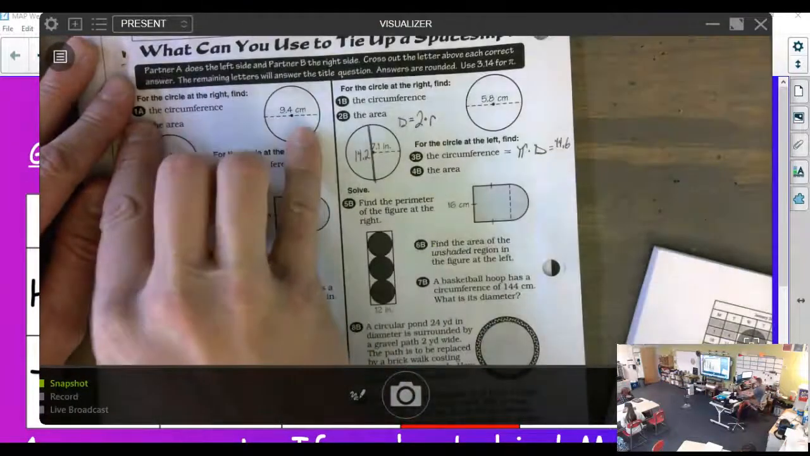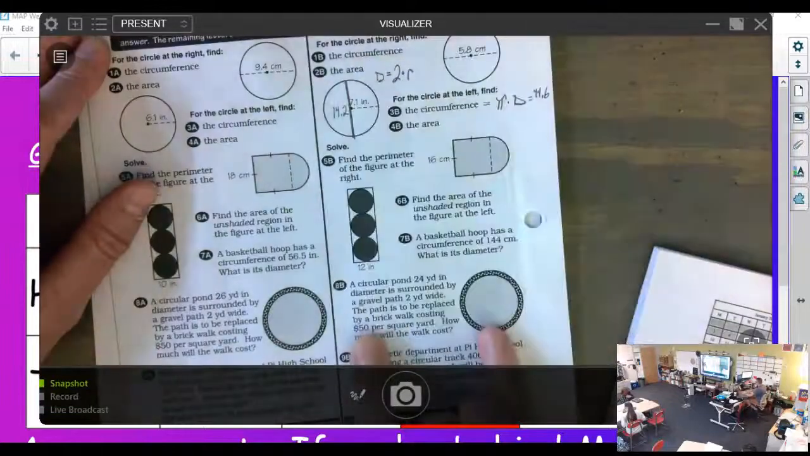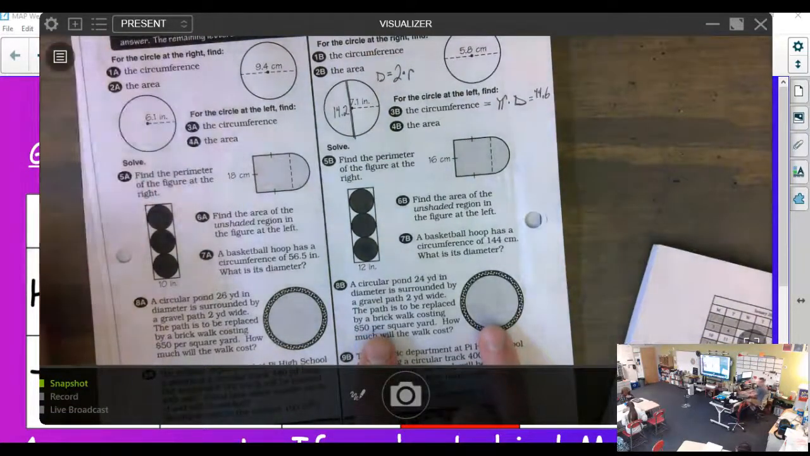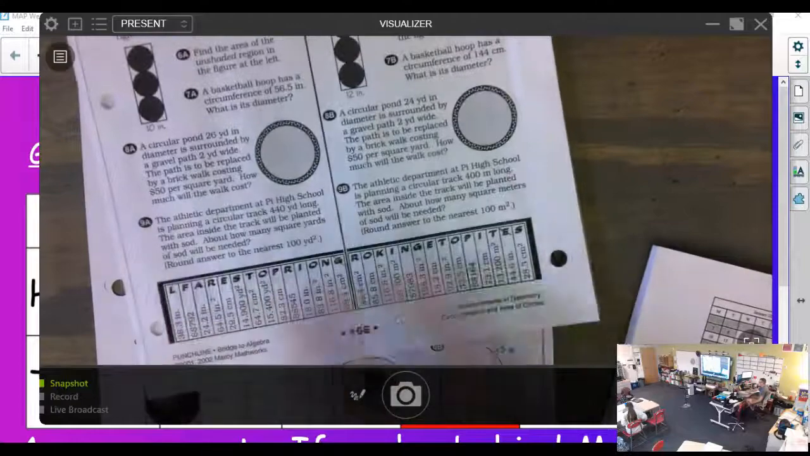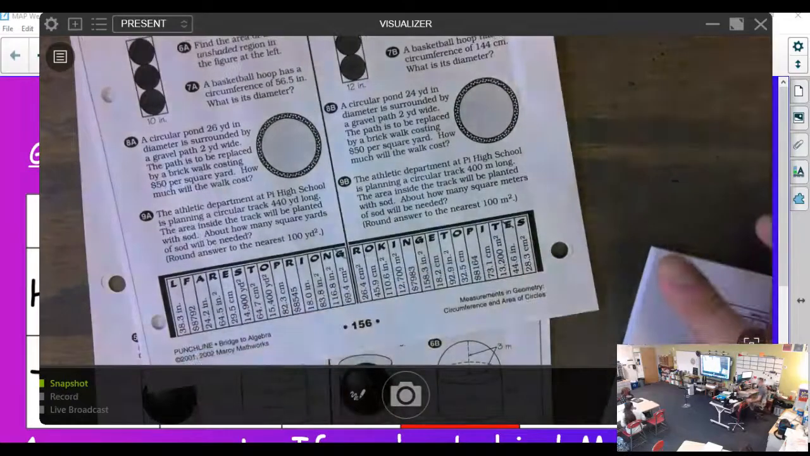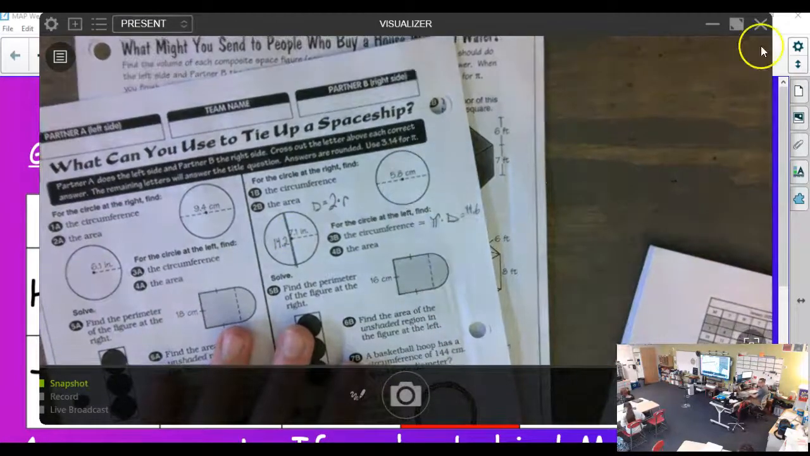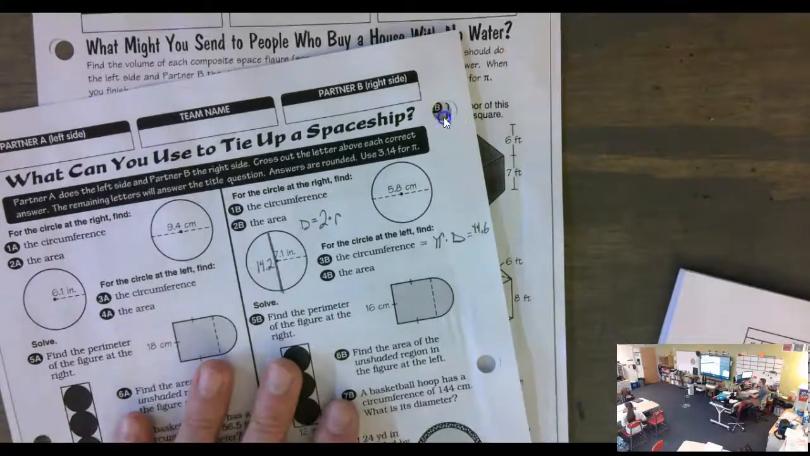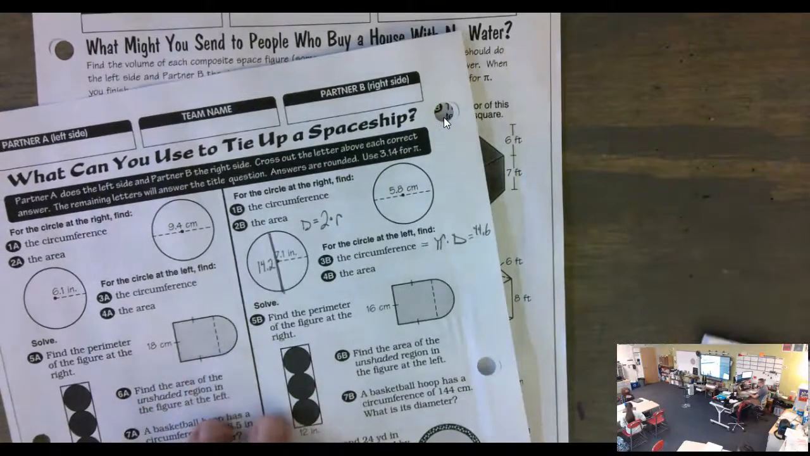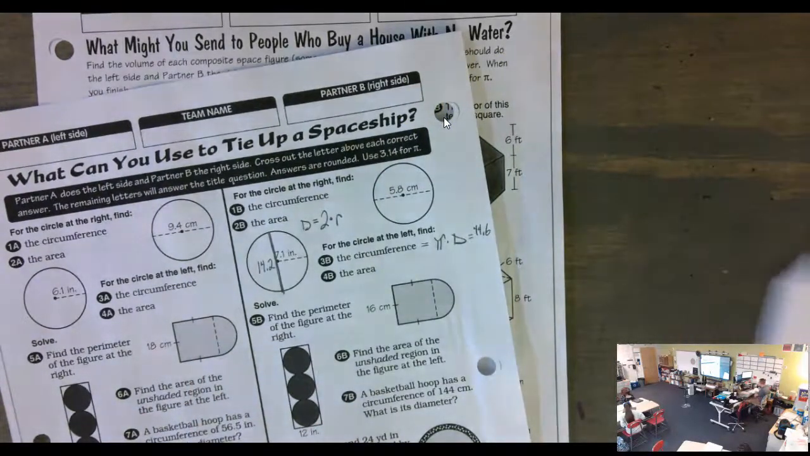And remember, on this one, you only had to do the left column or the right column, and then you wanted to get with somebody who did the other column to figure out the multiple words. Yeah, we were using 3.14 for pi. So if you used exact pi, like your pi button on your calculator, you would need to round a little bit. So who has a couple questions that you want us to go over?